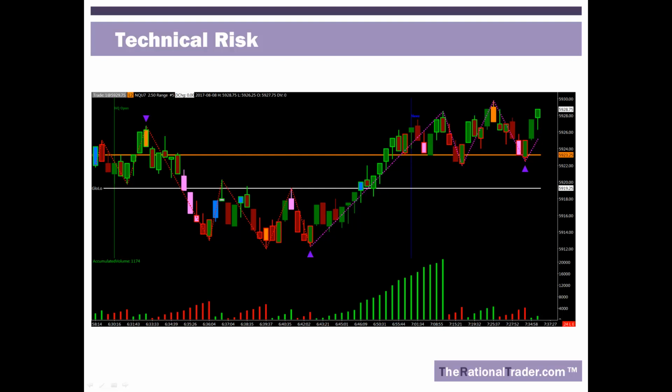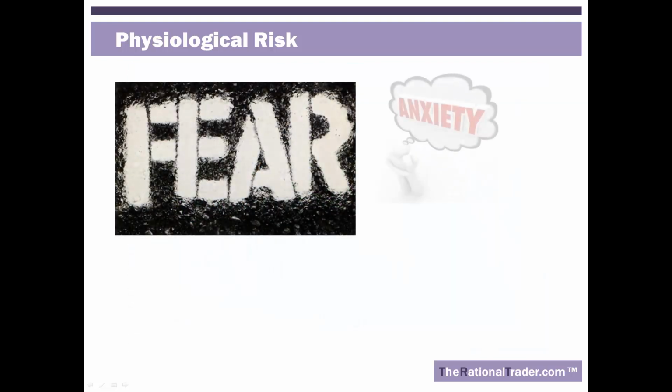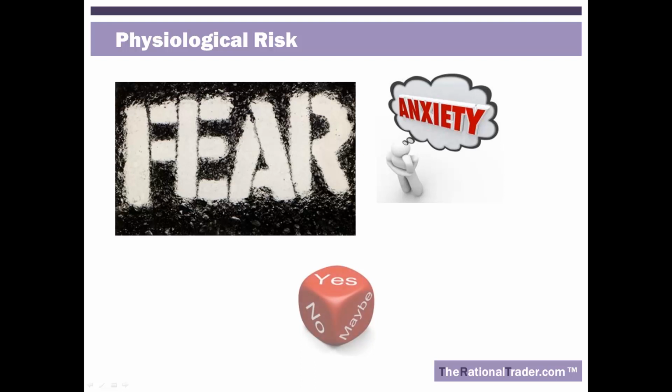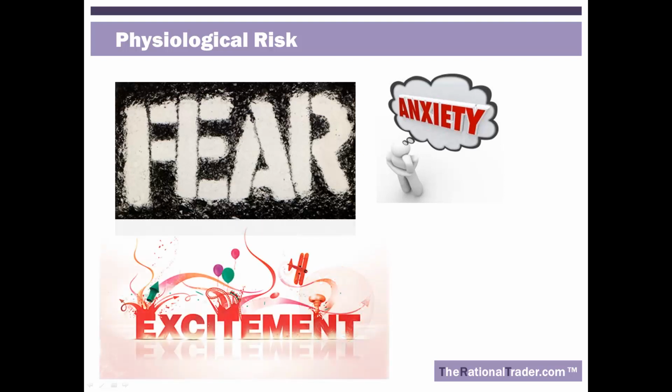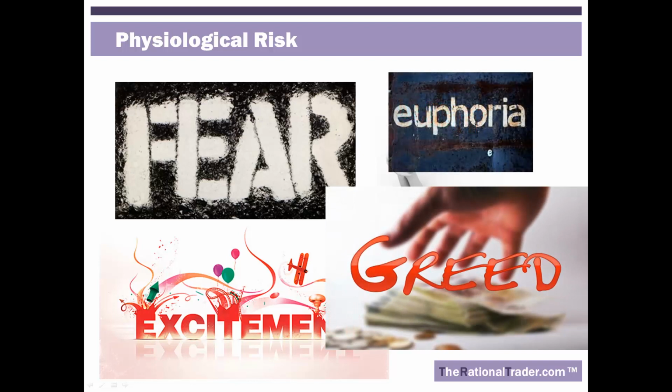The problem is this is not the only source of risk, and in fact, I don't even think it's the most important component. More important is the physiological risk, or the biological component of risk. And what I'm referring to here is that when you put money at risk, your body responds to that threat in the same way it responds to every other threat. It initiates a physiological response that causes fear, anxiety, doubt, and the flip side of these, excitement, greed, and euphoria when things are going your way. This physiological response impacts your ability to make sound decisions and has to be dealt with.